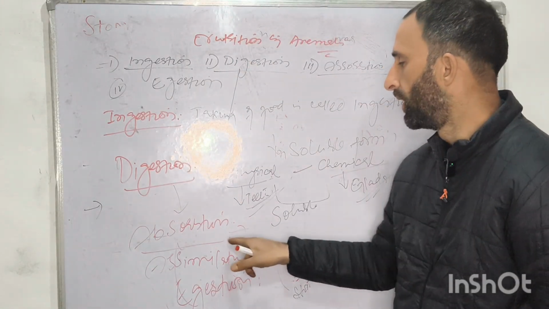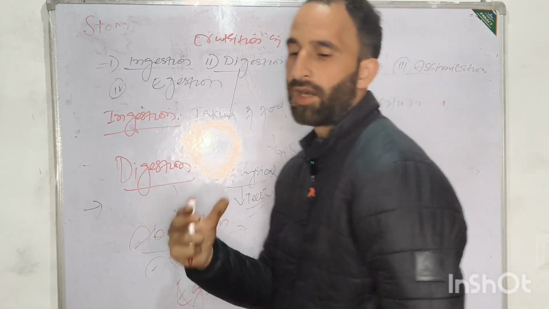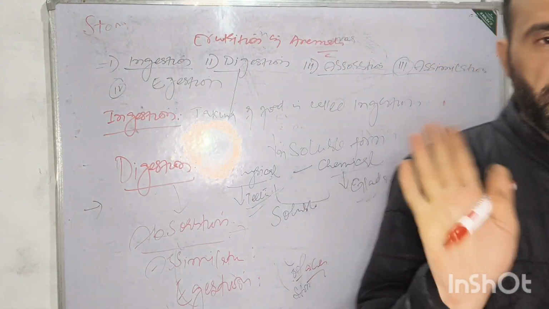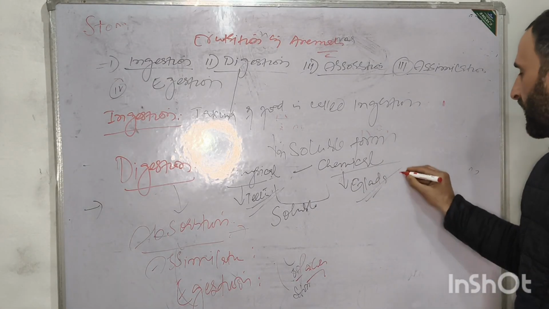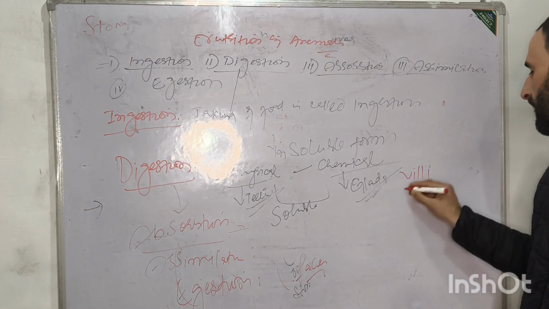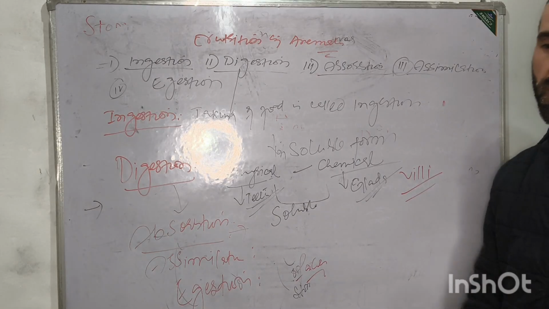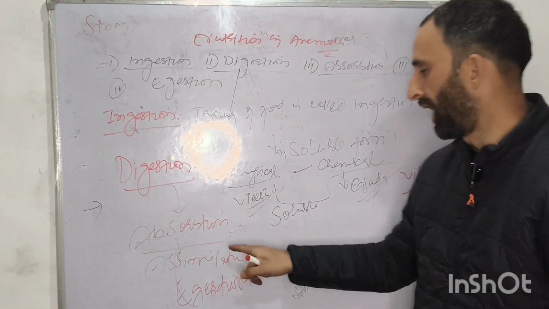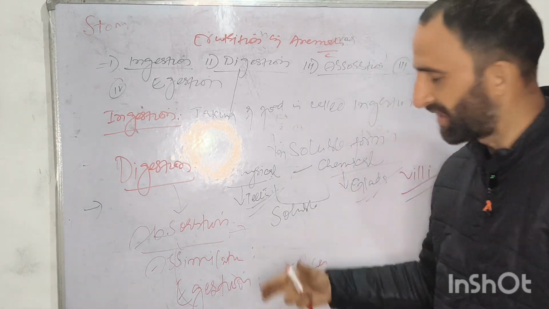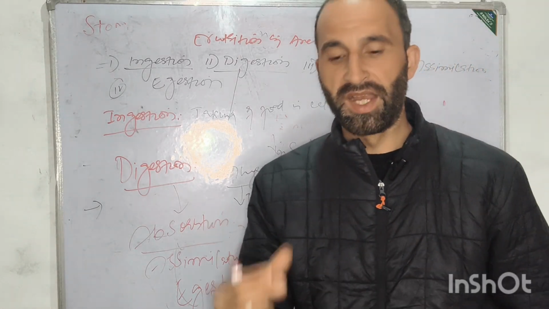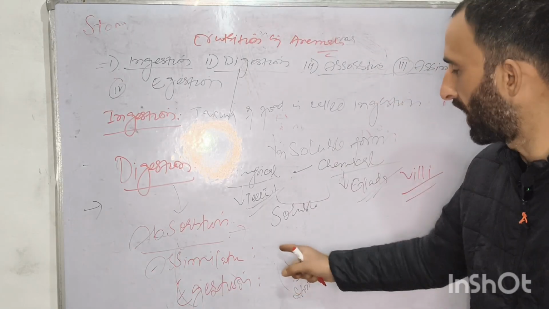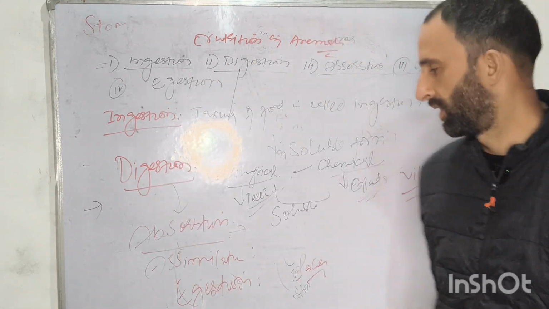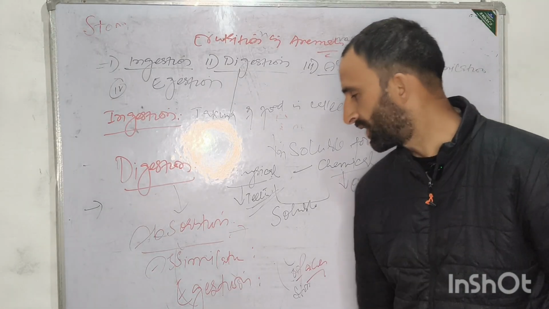This soluble form is then absorbed by our small intestine. The small intestine has finger-like projections called villi, which help in absorption of this food and pass it into the bloodstream. Then assimilation starts. This food is assimilated by our body cells and transported to all parts of the body. And the last one is egestion.